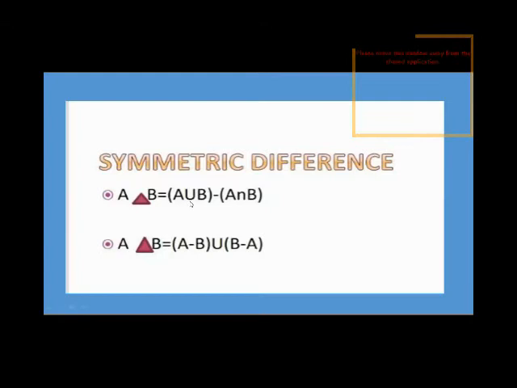In this, you are well aware of union, minus and intersection. The second condition is that A delta B is equal to A minus B union B minus A. Now in this condition, you are well aware of the minus sign, how to find the difference between two sets, and the union.